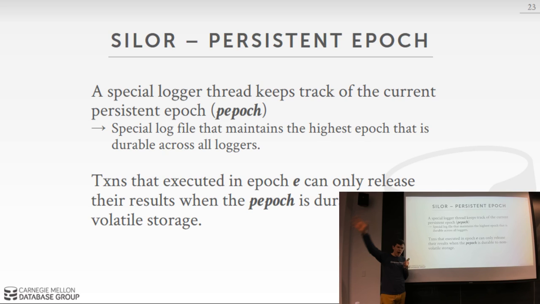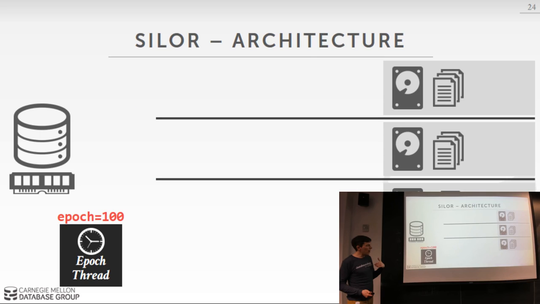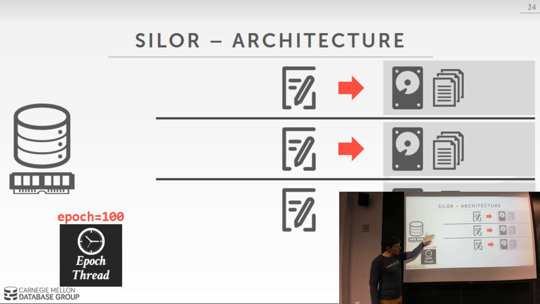But I can't truly say my transaction is committed until I know the persistent epoch has been written out. So let's look at a multi-socket environment like this. Again, we have three different devices, assume three different sockets, and each of these devices is going to have its own logger thread. Each of these will have their bunch of worker threads that coordinate with the logger thread.